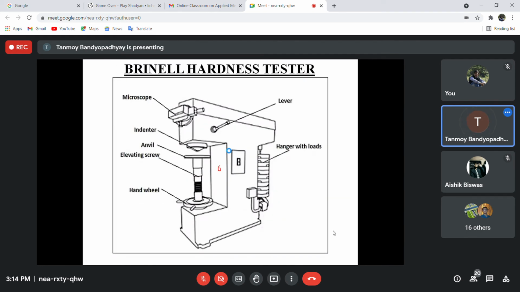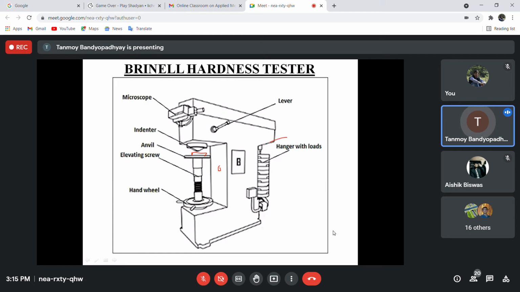So this is the test setup, as I had discussed. This is the hand wheel, and this is the elevating screw. This is the anvil. Just at the top of the anvil, the specimen is kept. Suppose I have a specimen whose hardness value has to be checked. That is kept on the anvil, and then the hand wheel is rotated, and the elevating screw goes up and touches the indenter.